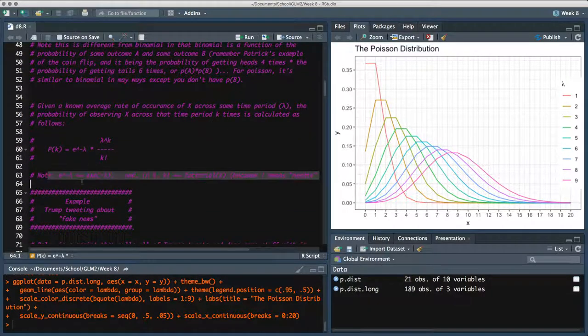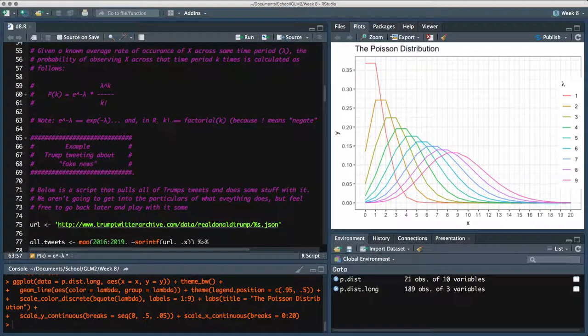As far as R goes, e to the power of negative lambda is just exponentiating negative lambda. And as far as the factorial down here, in R you just specify that as factorial(k), since the exclamation point in R specifically means negate.